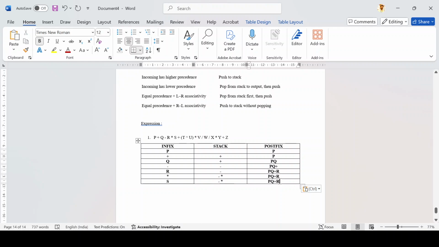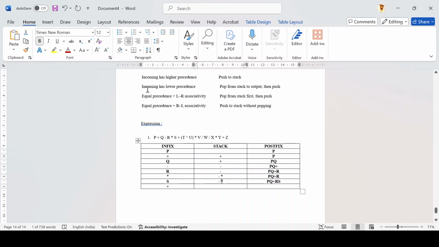So yes goes to the output side. And then we have a plus. So now what happens over here? The incoming operator has lower precedence. What is at the top of the stack? The top of the stack is multiply. So the top of stack is multiply and the incoming operator is plus. The incoming operator plus has lower precedence than multiply, because multiply has the second highest precedence whereas addition has the third, the lowest level.